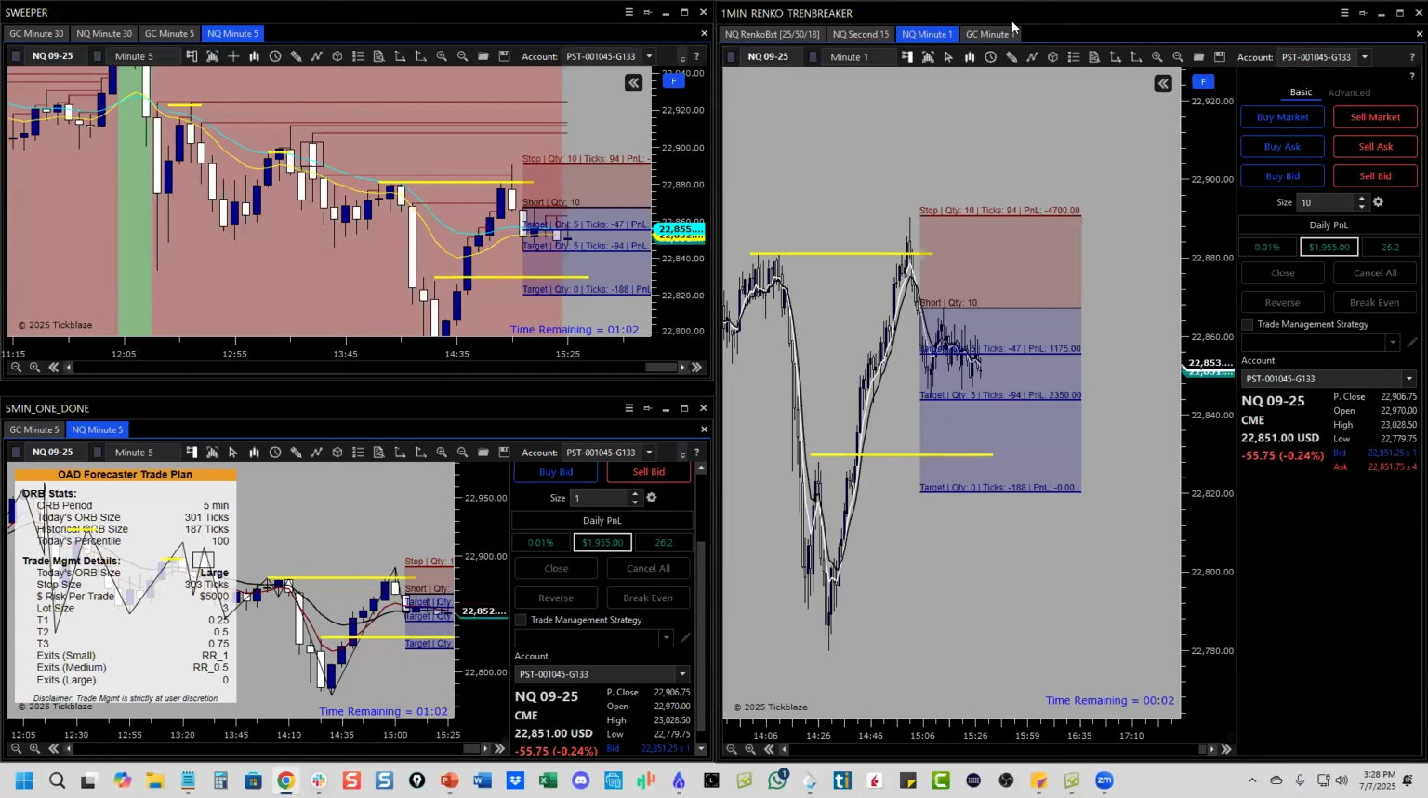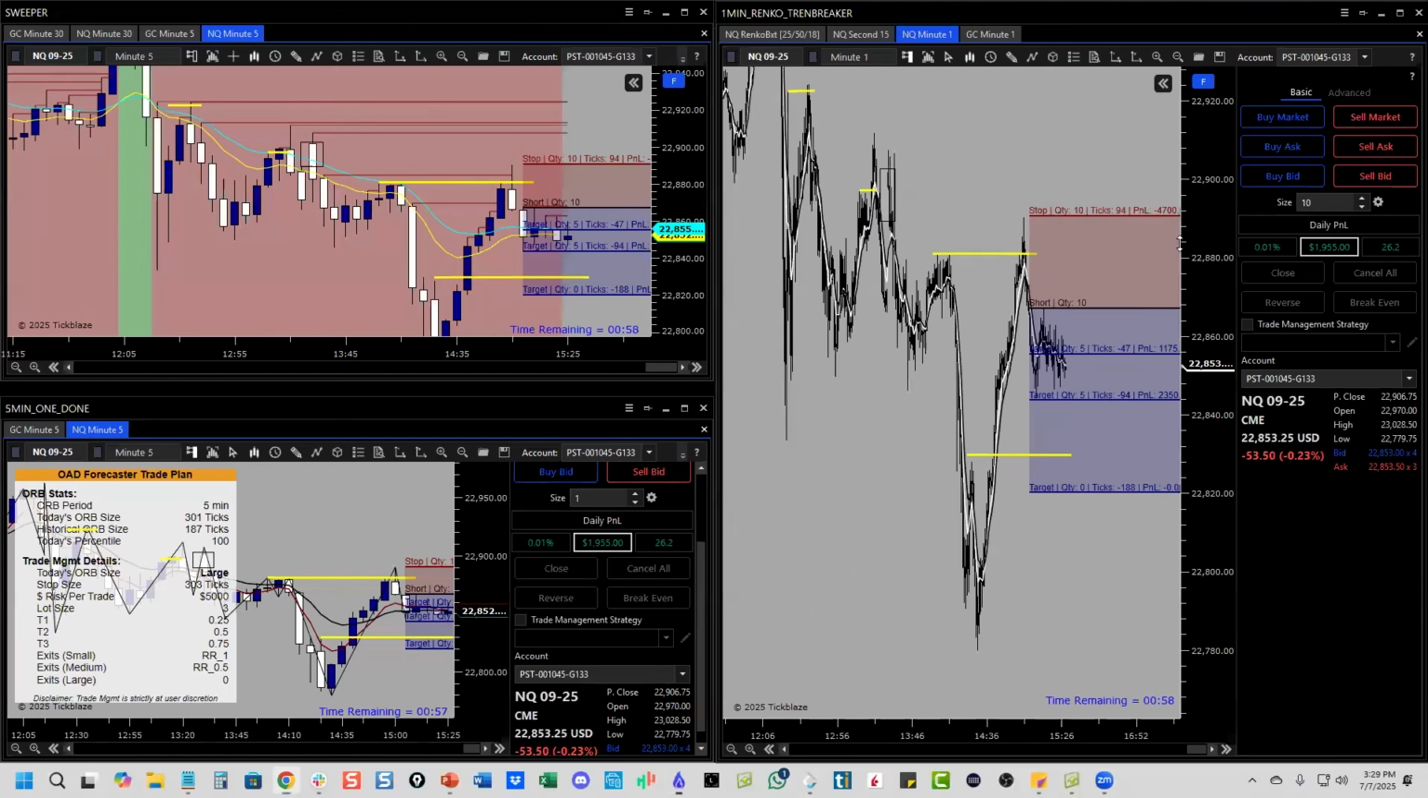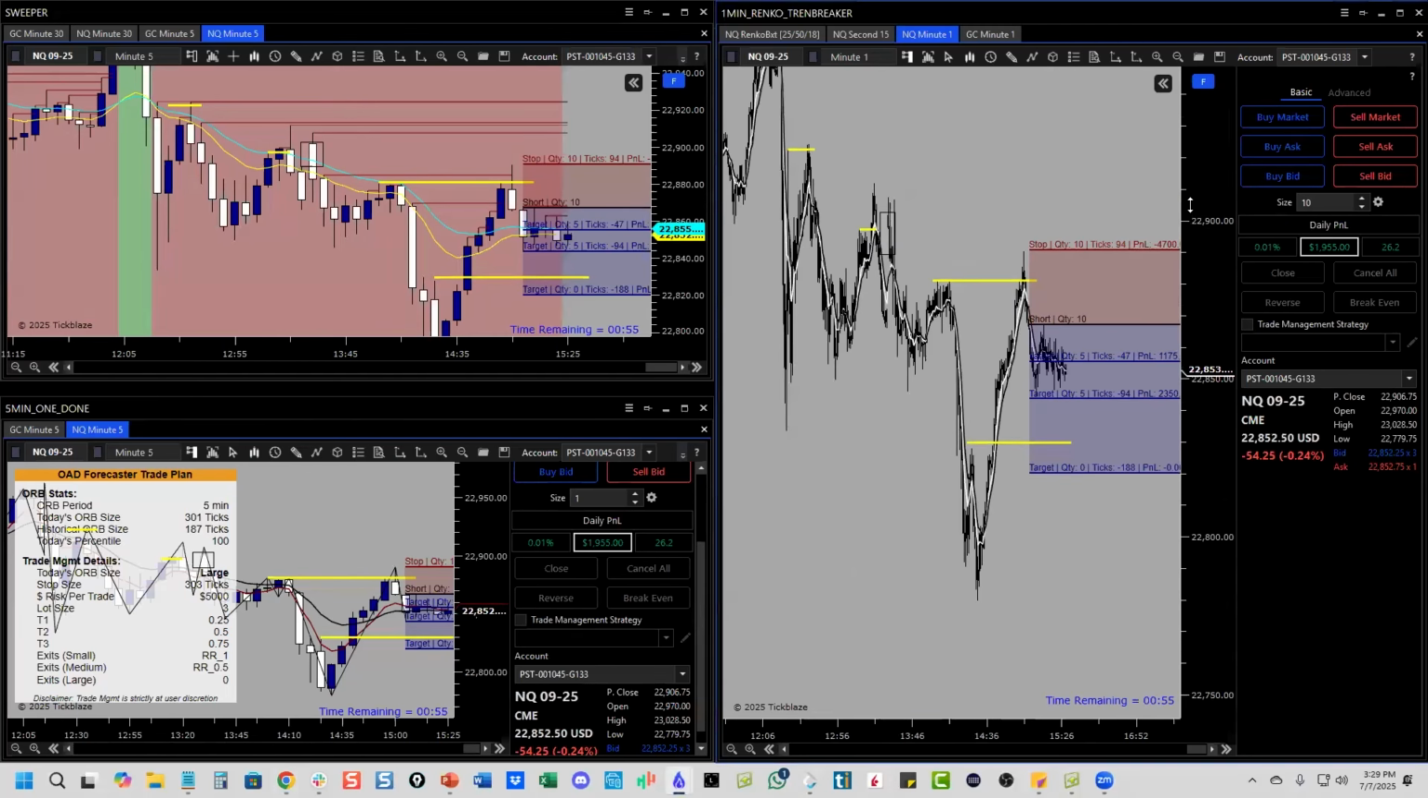You could do it on a 15. You could do it on a 60. It's just that 30 minutes is a sexy time frame because it's an auction time frame. Normally 30-minute levels are profile traders. A lot of profile traders trade on the 30-minute, and a lot of banks use the 30-minute.